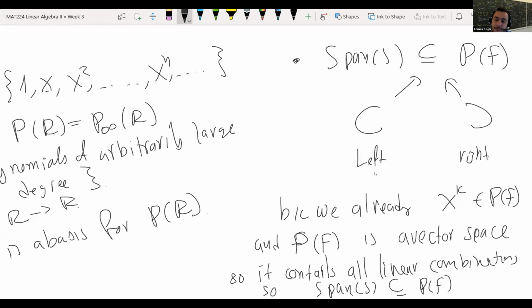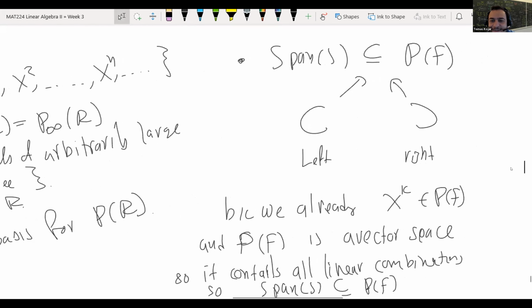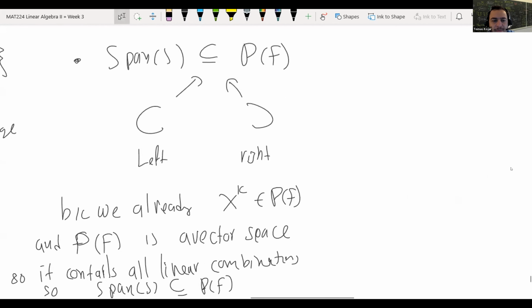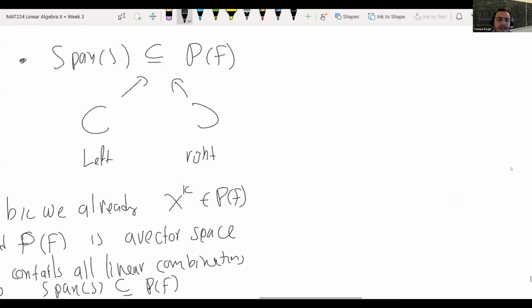Okay, so that's the easy one, right? Maybe the right one is also easy. They're both easy. But this one is sort of immediate. You don't have to do any math for it because you already have containment of each of the elements, and your space is a vector space. All right, so we have that. Let's do the other one.